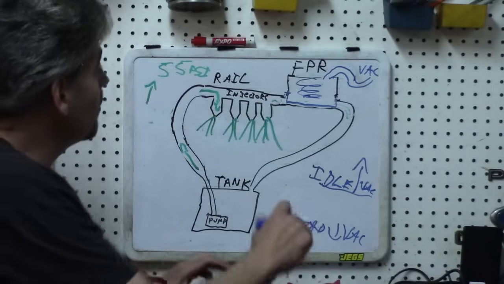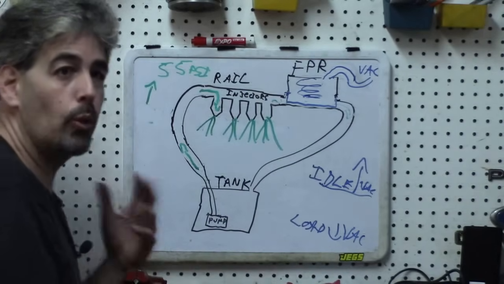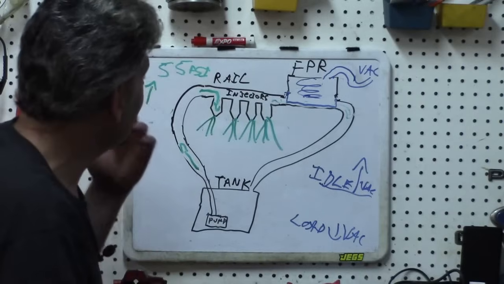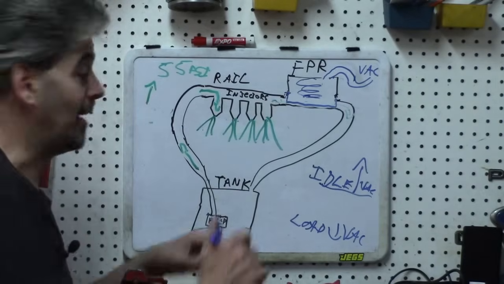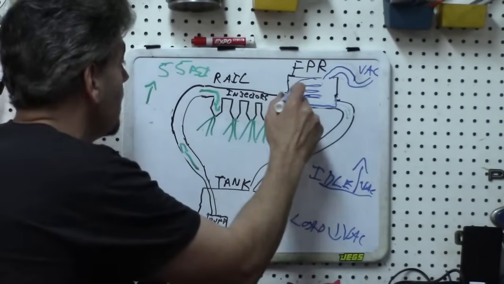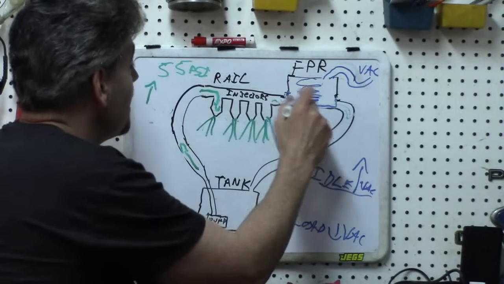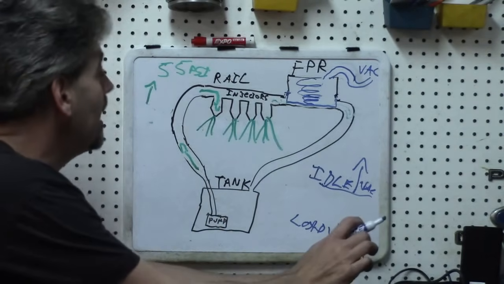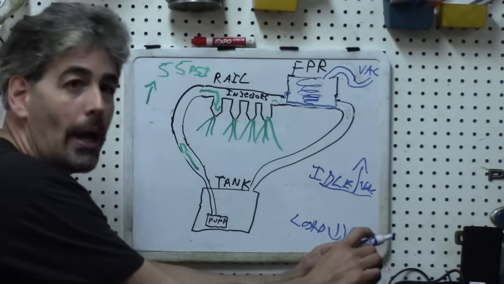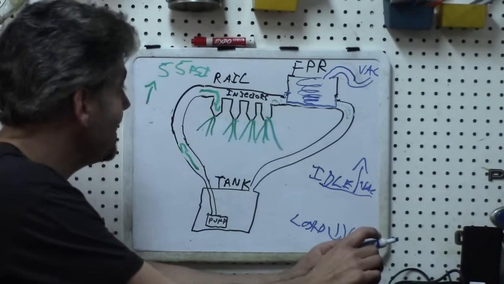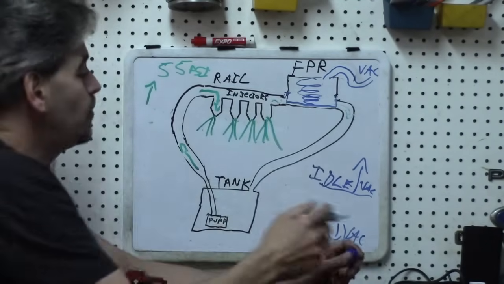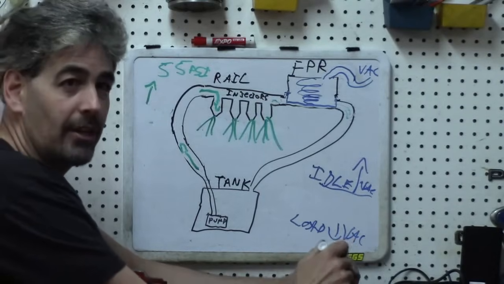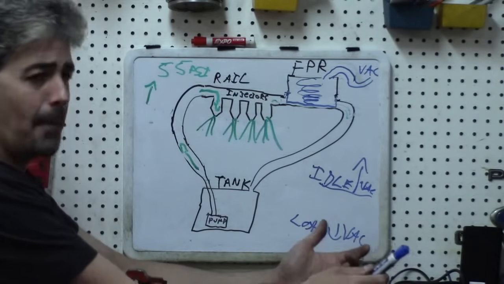But what are some reasons that you might have a rich condition, and what would be some ways to test it? By looking at our fuel pressure regulator here, can you think of maybe a very, very simple reason why you might have a rich condition? Just from your understanding of the fuel pressure regulator, what would maybe be the simplest thing possible?